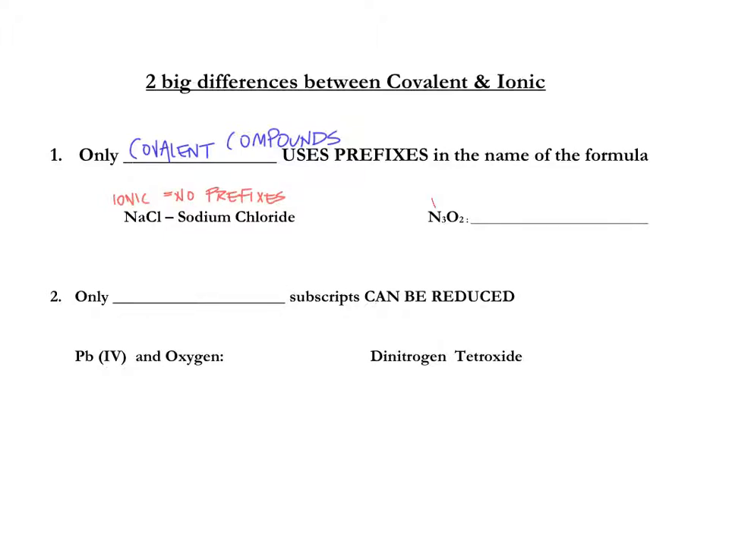it's N3O2. So nitrogen is a nonmetal. Oxygen is a nonmetal. So this is a covalent compound. So the prefix for 3 is tri. The prefix for 2 is di. So tri, and the name of the element, nitrogen. And then the prefix for 2 is di, and oxygen, but remember we lose the ending and gain IDE. So this is dioxide. Trinitrogen dioxide.